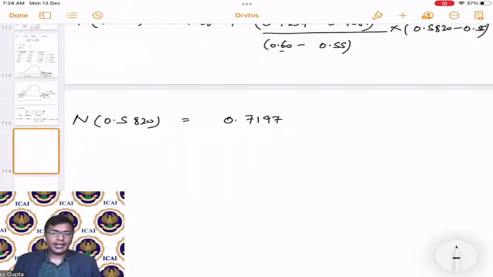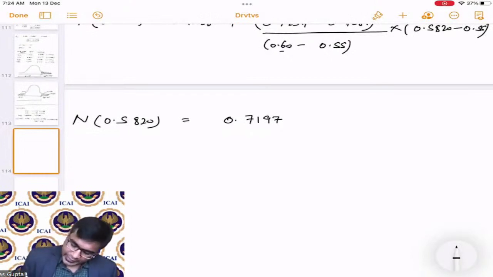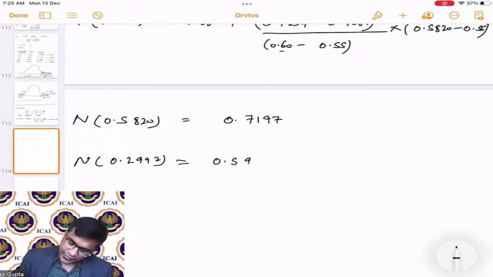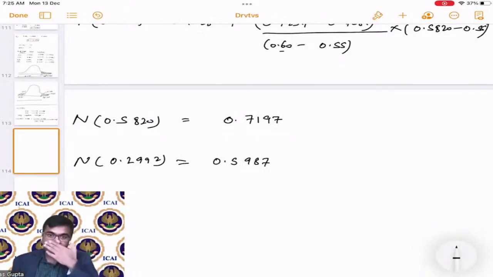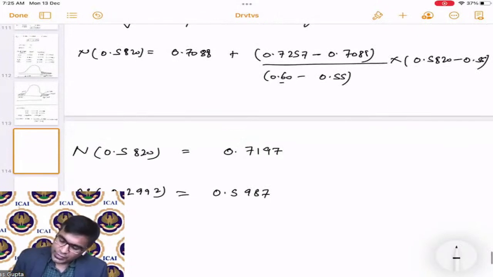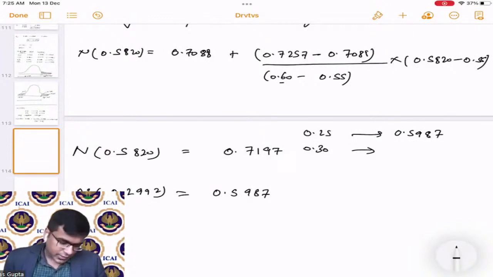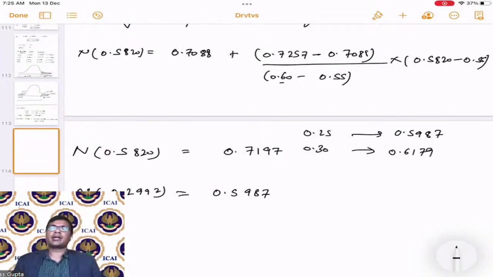So till now we have calculated the N(d1). Now calculating the N(d2). So d2 was how much? 0.2992. This was the d2, correct? Now we have to use the interpolation from which values here? So 0.25 and 0.30. For 0.25, the cumulative probability was 0.5987 and for 0.30 this was 0.6179. Correct?